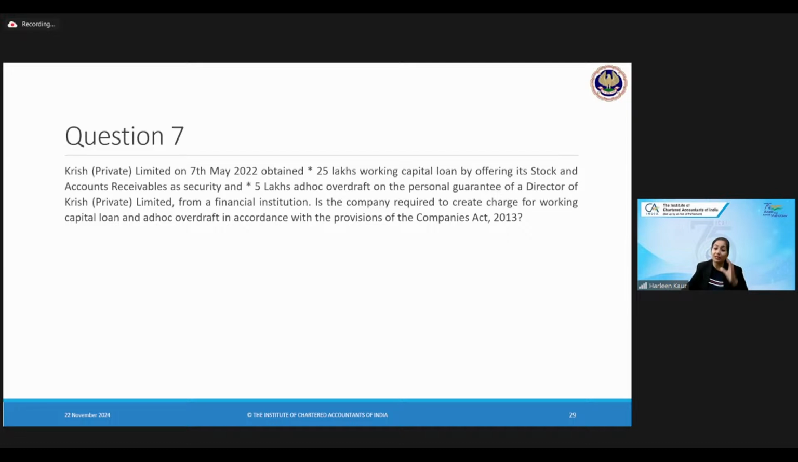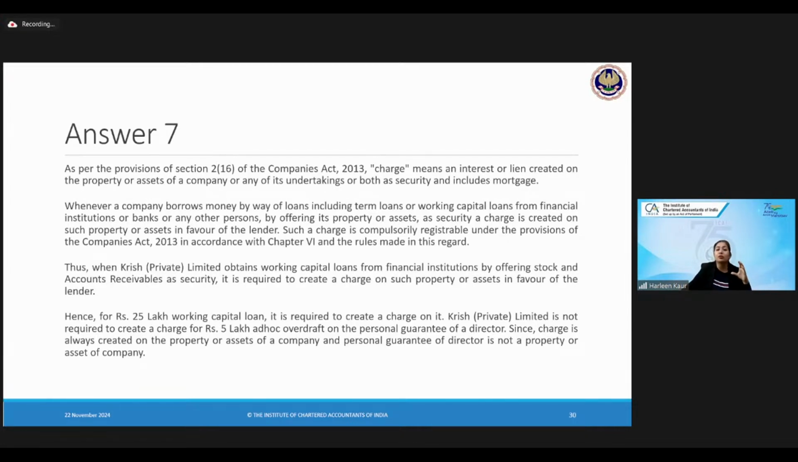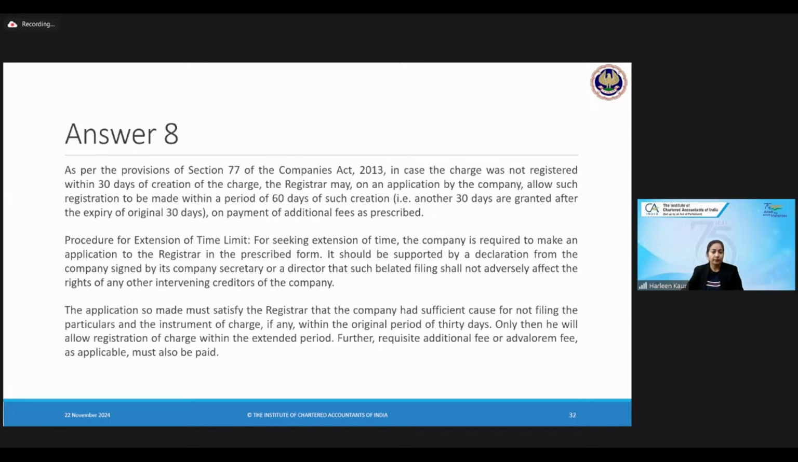So you simply have to tell them that the definition of charge says it has to be created only on the property or assets of the company. That charge only needs to be filed with the ROC, but not the overdraft point, because there the personal guarantee of the director is given. Here the director is giving the guarantee, so it is not a charge. Where property is given for 25 lakhs, that charge will be registered with the ROC. Okay.